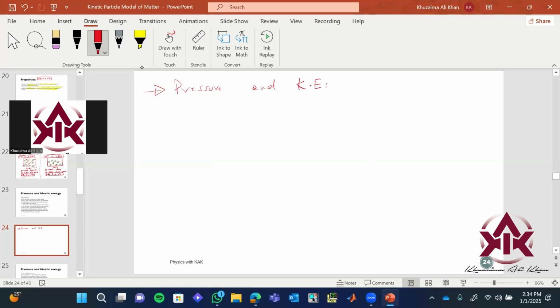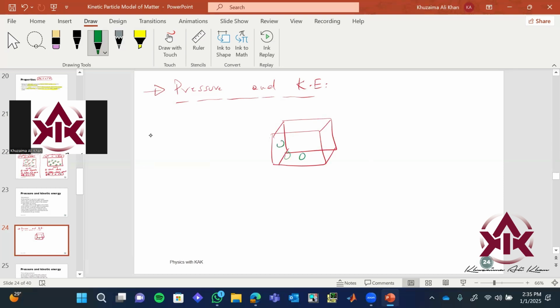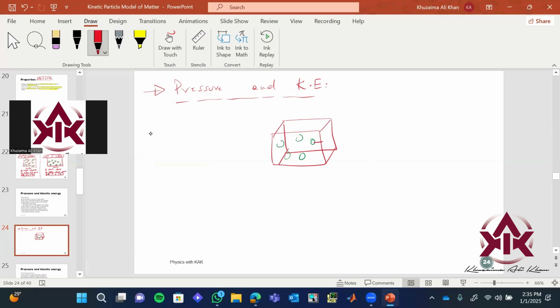Before starting, let's assume that we have a cube over here. Let me zoom in and talk about this one particle. This particle moves here with a certain force F, and it collides with this particular area that has the cross-sectional area A. From the formula we have that pressure equals force upon area. First of all, let's say this is a gas. Inside this container we have gas particles.